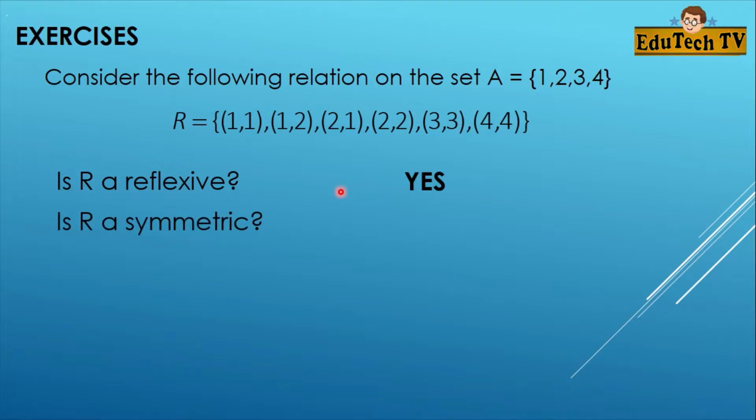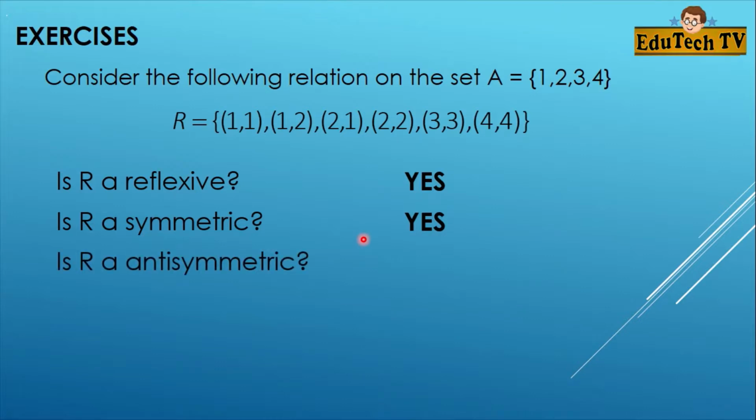Is R symmetric? So, baliktad ng 1, 1, we have 1, 1. Baliktad ng 1, 2, we have 2, 1. Baliktad ng 2, 1, we have 1, 2. 2, 2, 3, 3, 4, 4. So, meron tayong, may kabaliktaran yung mga yan because they are identity. So, therefore, R is a symmetric relation.